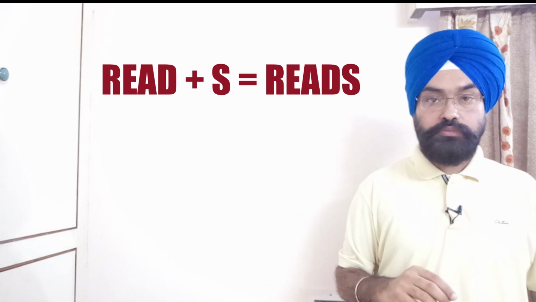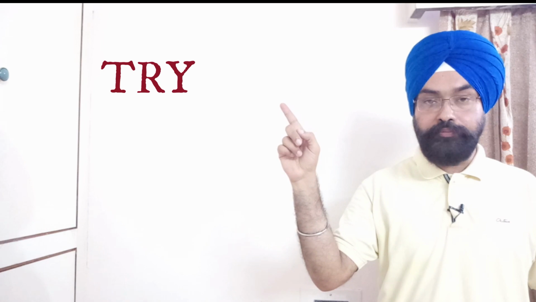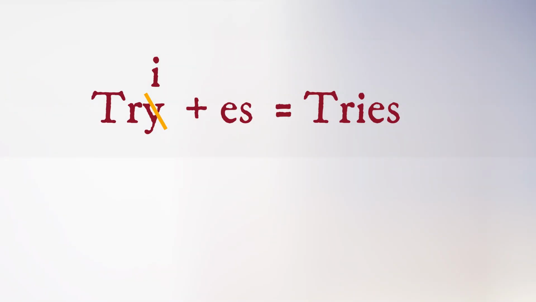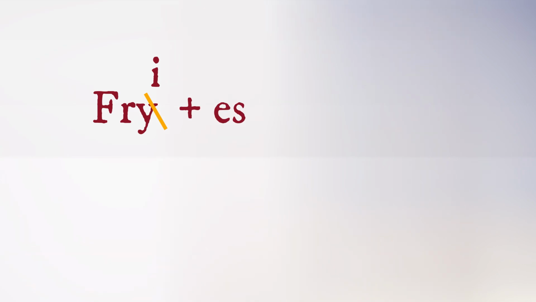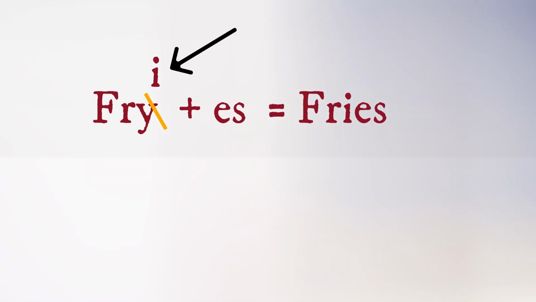But now what happens when you have, suppose, try. In this condition, you are going to delete y, and in place of y you are going to use i, and with i you will use es. So it will become tries. Same with fry, right? You are going to delete y, then add i in place of y, and after that you are going to put es. So it will become fries.